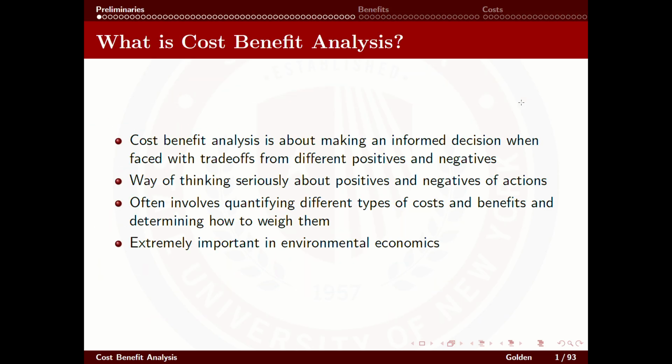Cost-benefit analysis allows you to make informed decisions when faced with complex trade-offs. You have a variety of positives, a variety of negatives, a variety of costs, a variety of benefits. They're all coming at different time intervals. How do you make these choices? How do you come up with a solution to this problem? Cost-benefit analysis allows you to think systematically about this.